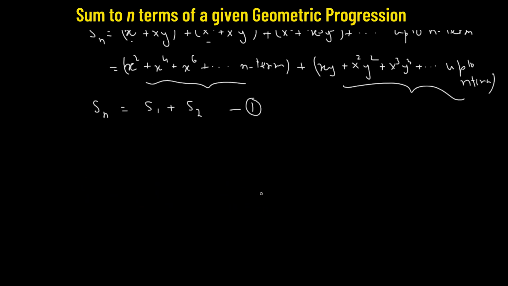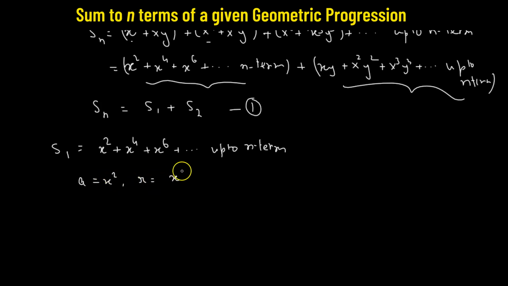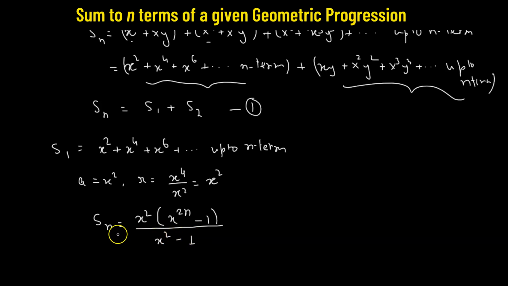So let's tackle the first sum, S1. Our S1 is x squared plus x raised to the power of 4 plus x raised to the power of 6 all the way up to n terms. So this is our geometric progression with the first term x squared and the common ratio r given by x raised to the power of 4, the second term, divided by the first term, which is x squared. The common ratio is x squared. Therefore, Sn will be equal to the first term x squared multiplied by r raised to the power of n minus 1, so we have x squared times (x raised to the power of 2n minus 1) divided by x squared minus 1.